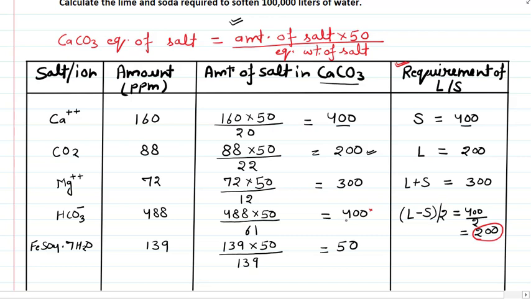That means the total amount which we have converted into calcium carbonate equivalent, we required only half of this amount for removal of one bicarbonate ion. That's why we are dividing it by 2. Next is FeSO4.7H2O, that is hydrated ferrous sulfate. The requirement for hydrated ferrous sulfate is L plus S, and the amount which we have calculated is the same, 50. So these are the requirements.